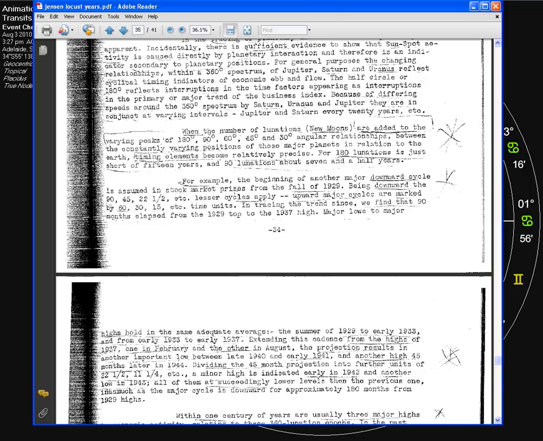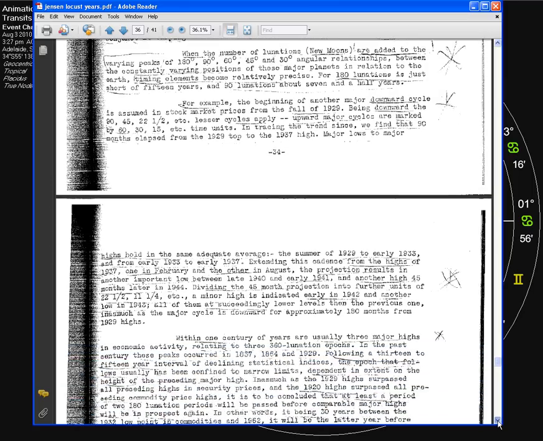For 180 lunations is just short of 15 years, and 90 lunations about 7.5 years. For example, the beginning of another major downward cycle is assumed in stock market prices from the fall of 1929. Being downward, the 90, 45, 22.5, etc. lesser cycles apply. Upward major cycles are marked by 60, 30, 15, etc. time units. In tracing the trend since, we find that 90 months elapsed from the 1929 top to the 1937 high. Major lows to major highs hold in the same adequate average.